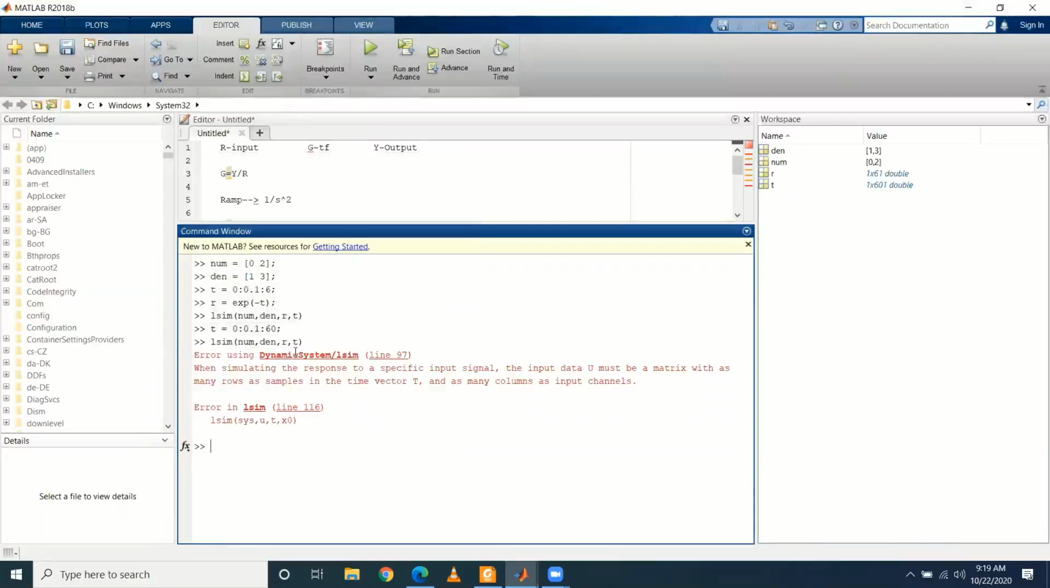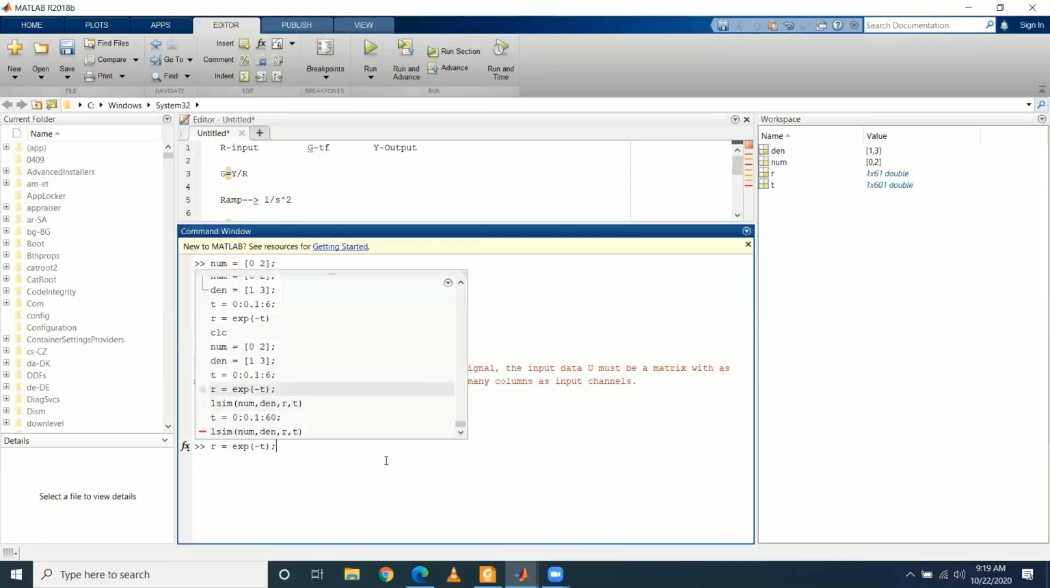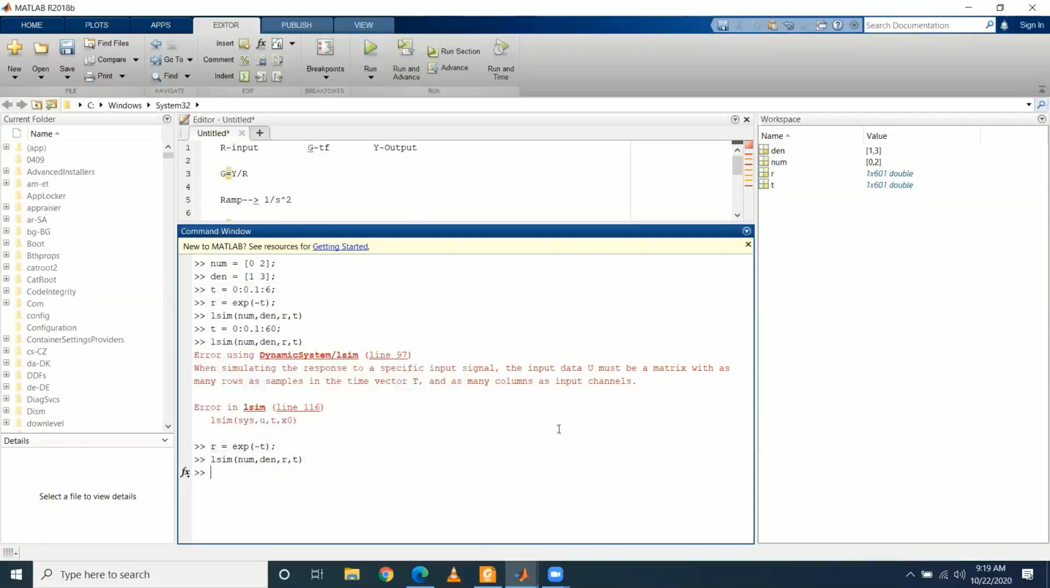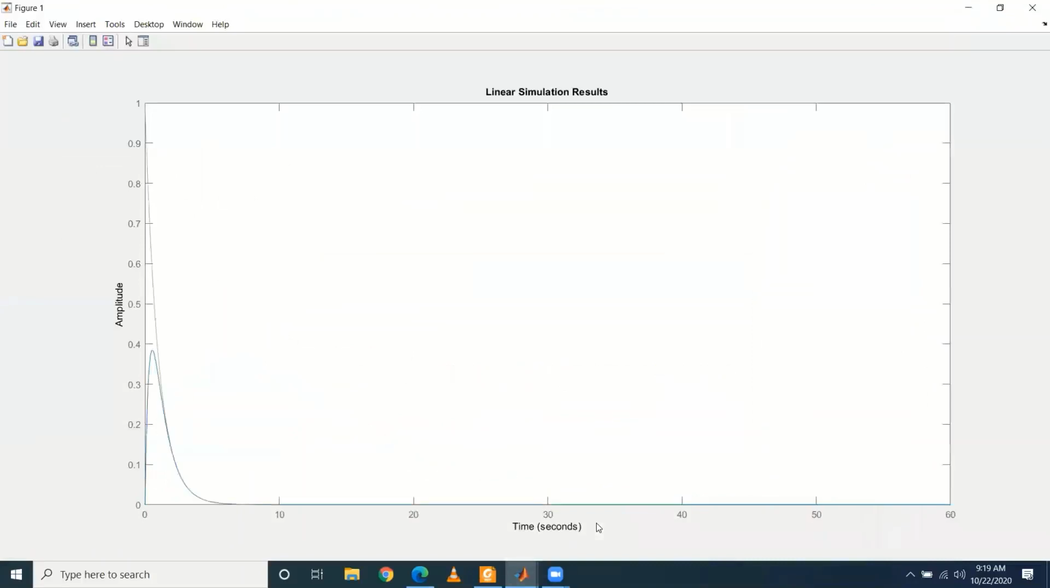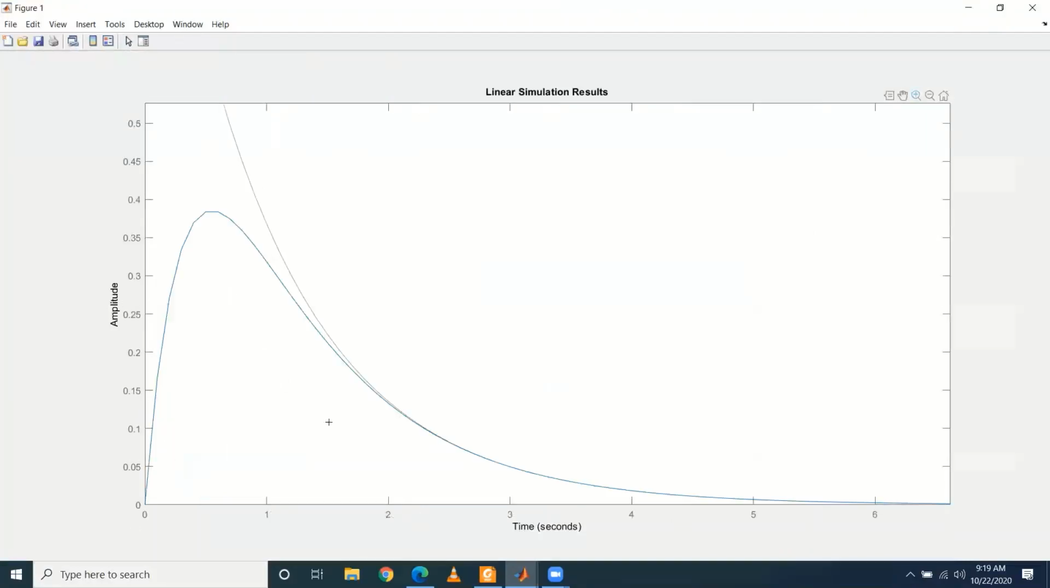Then use LSIM. What is the issue when simulating the response to a specific input signal? All right, I have to do R also. Okay. Yeah, so as you can see, as time approaches a large value, the input is obviously becoming 0. The output will try to follow the input, and it will also what? Eventually become equal to 0. Yeah, this portion, right?